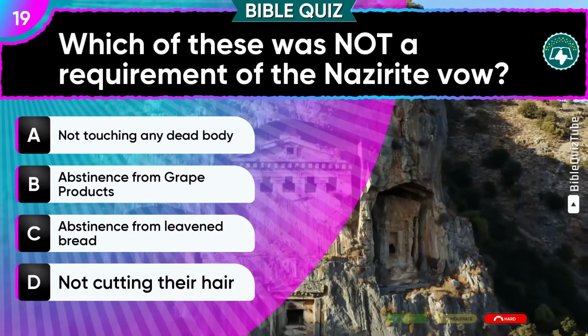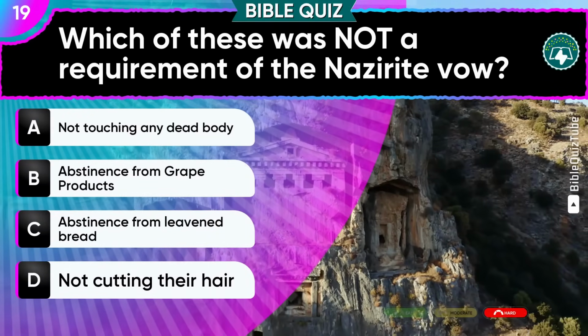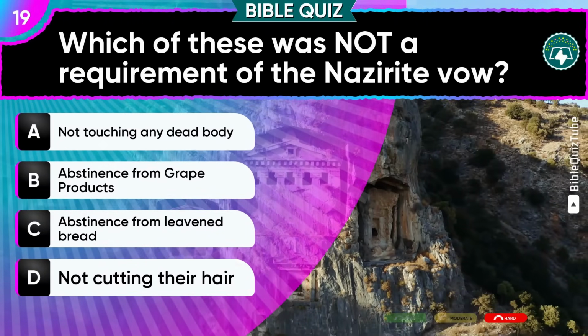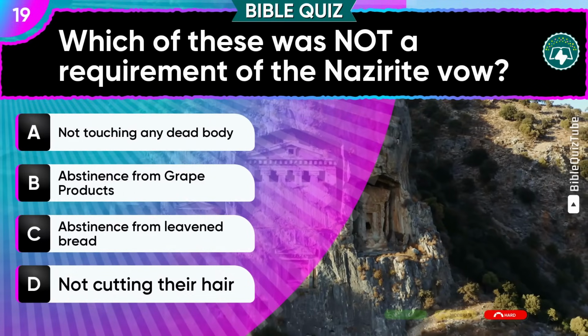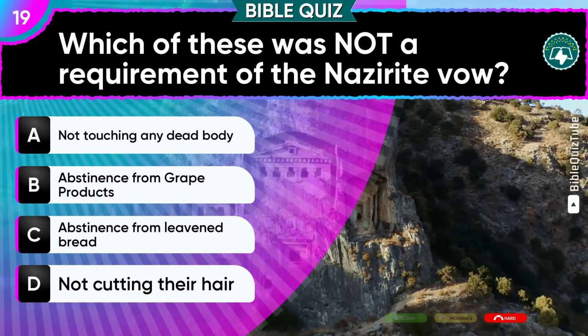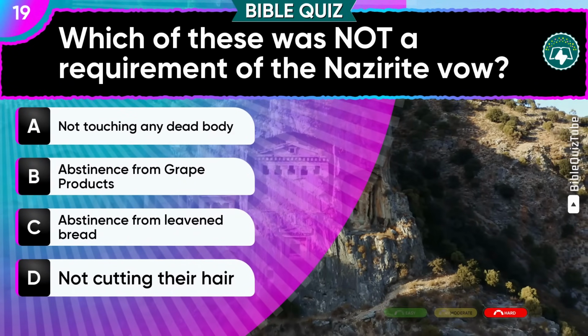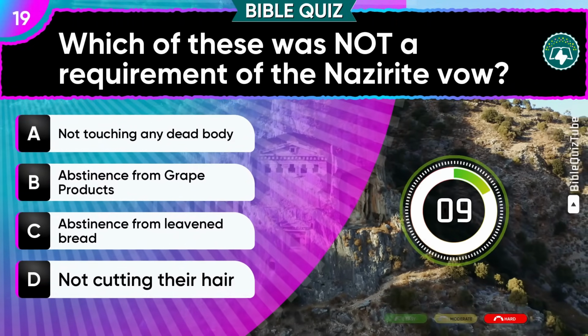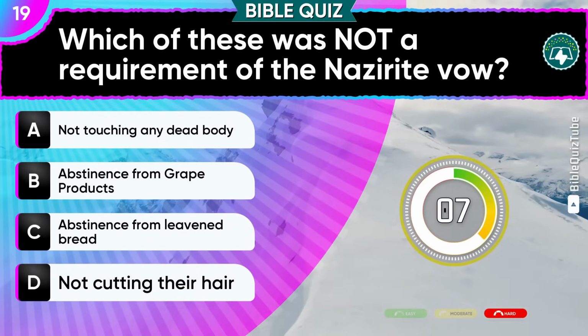Question 19. Which of these was not a requirement of the Nazirite vow? A. Not touching any dead body. B. Abstinence from grape products. C. Abstinence from leavened bread. D. Not cutting their hair.